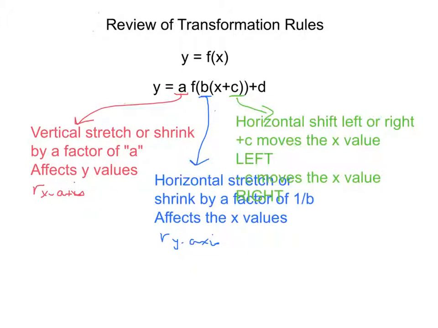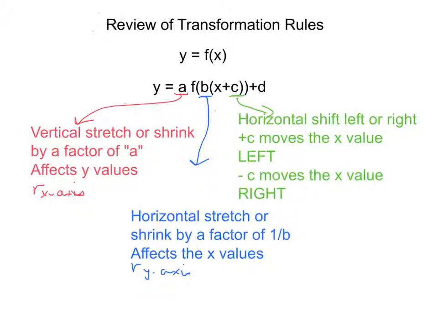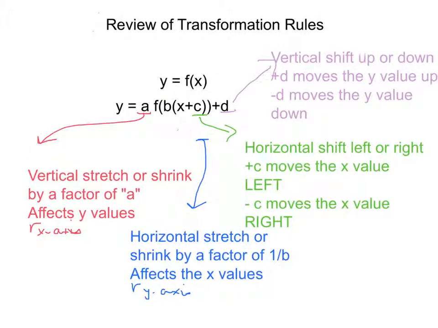The c part of our equation, which is always in the parentheses along with the x, is a horizontal shift left or right, and it affects the x values. A positive c moves the x value to the left, and a negative c moves the x value to the right. And finally, when we look at d, which is at the end of the equation, that is a vertical shift up or down. A positive d moves the y value up, and a negative d moves the y value down. Hopefully you will remember all these rules as you look at different functions.